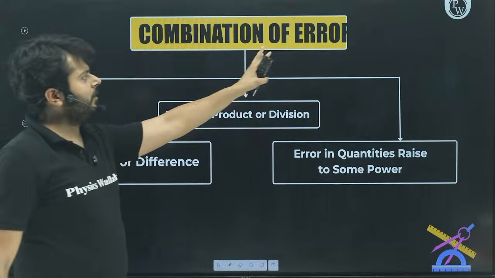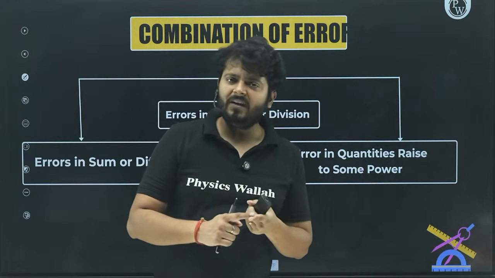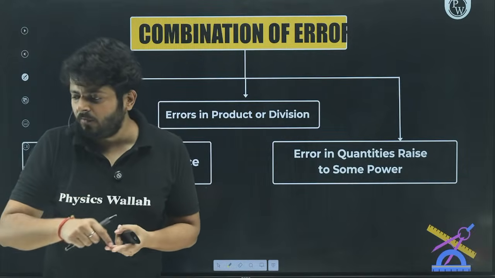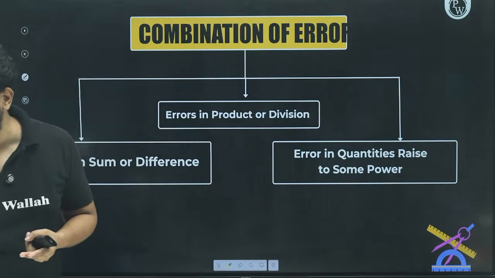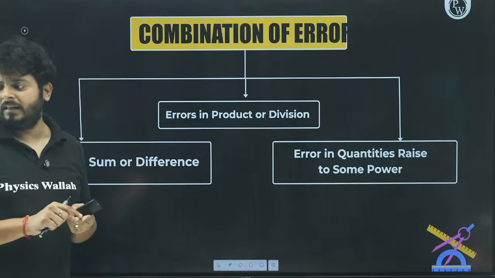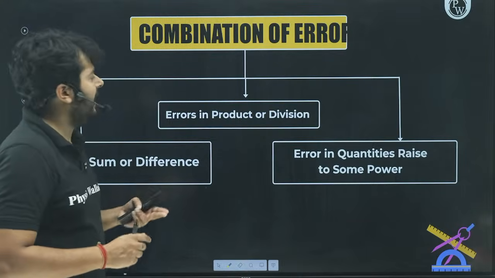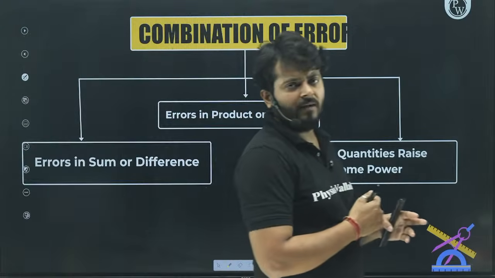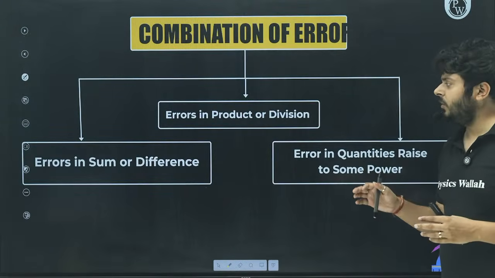Now we can talk about the combination of error. So far we have seen what is the meaning of error, right? And how many types of error we have. This is the second thing we have seen. And then the next part that we have to talk about is combination of error, right?